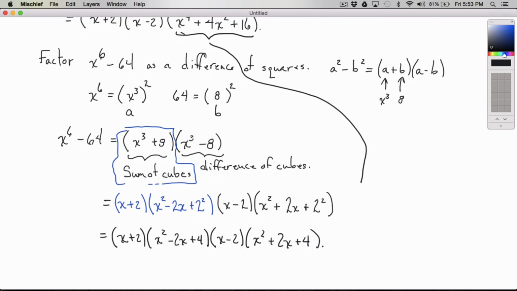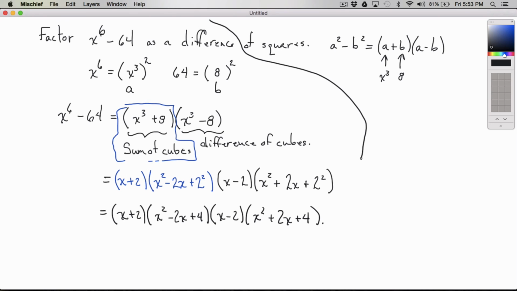So let's write it down. That third factor in the first answer actually factors into these two pieces. So the key to factoring a problem like x to the 6th minus 64 is to first factor it as a difference of squares and then factor the sum of cubes and the difference of cubes. And that's how you factor x to the 6th minus 64.